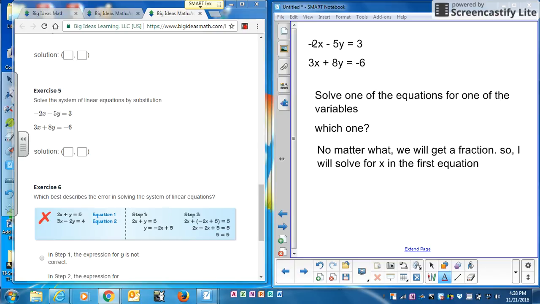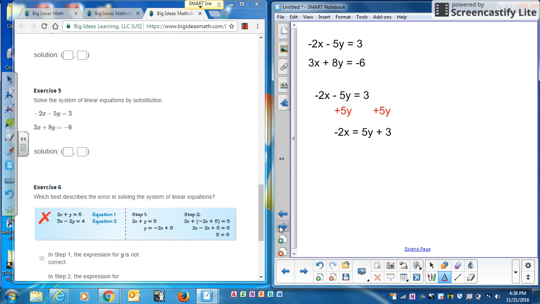So we have to solve one of the equations for one of the variables. There really isn't a good choice because no matter what I do, I'm going to end up with a fraction. So I'm just going to solve the first equation for x. So I rewrote the first equation, add 5y to both sides, I get negative 2x equals 5y plus 3. Then I divide both sides by negative 2, and I get this. x is equal to negative 5 halves y plus negative 3 halves.